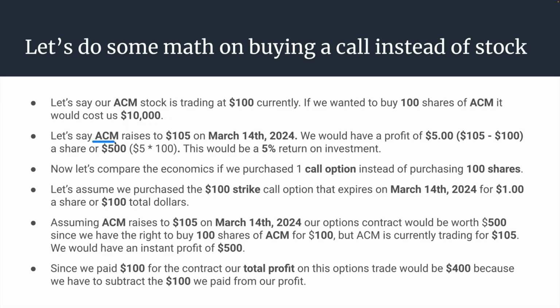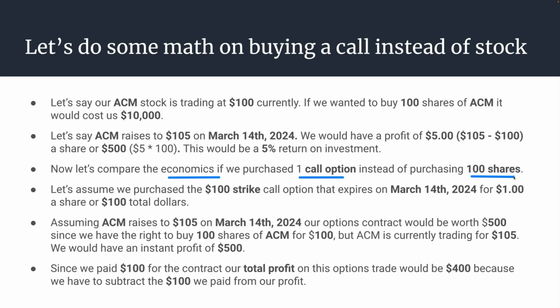Now let's say ACM rises to $105 on March 14th, 2024. We're assuming up here we bought this maybe in February sometime. You would have a profit of $5. You bought the stock for $100, and now it's worth $105. So the difference is the profit you would have. Or this would be a $500 profit because you actually bought 100 shares. This would be considered a 5% return. You invested $10,000, got $500 back. That's a 5% return. Now let's compare the economics of purchasing one call option instead of purchasing 100 shares.